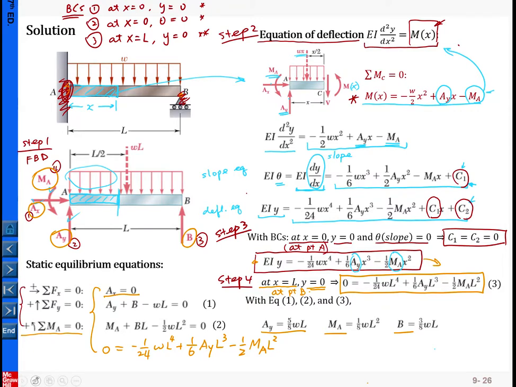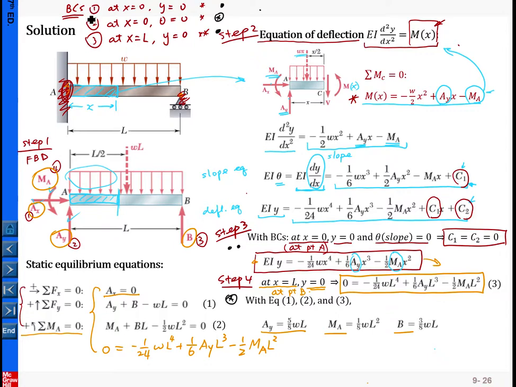Okay, so here I want to make a comment, and you may ask me, hey, can I apply these boundary conditions in step 3? So let me use this label here. Can I apply 2 boundary conditions in step 3 to solve for C1 and C2, and then in step 4 apply these conditions? And the answer is yes.